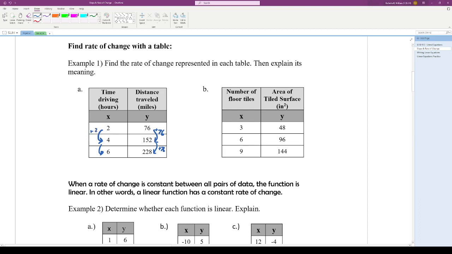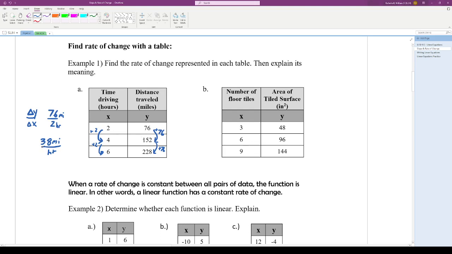Our x value is going plus 2 from 2 to 4, and then plus 2 again from 4 to 6. So going back to what we said, our change in y over our change in x: the change in y was 76, and the change in x was 2. So our rate of change would be, if we put units, miles per hour. If we simplify this fraction, 2 goes into 76 38 times, so we could call this 38 miles per 1 hour. So we just leave the unit and take off the 1 there.